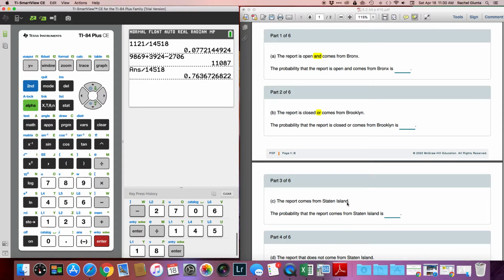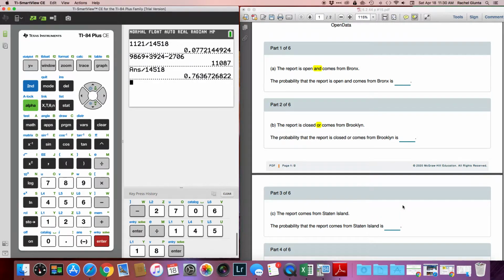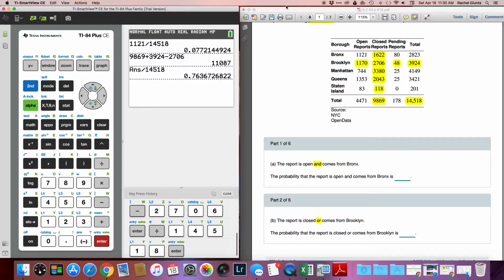Then we have report comes from Staten Island. That one's actually pretty easy because we already have the total for the ones that come from Staten Island, and we have the grand total, so we just need to take Staten Island divided by the grand total, 201 divided by 14,518, and that's 0.0138.